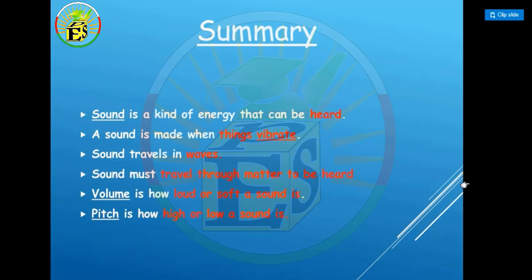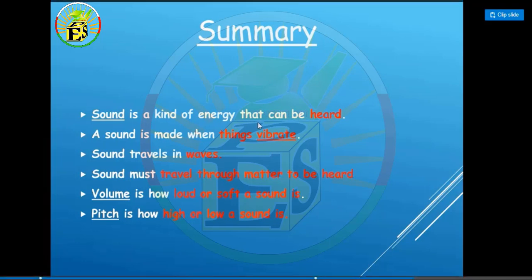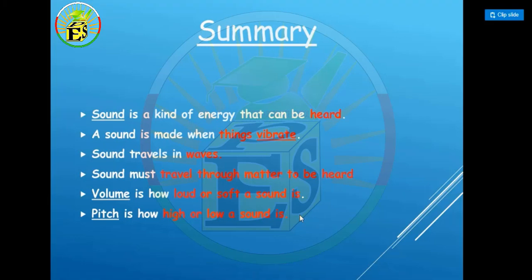So that was our topic of today about sound, how sound is produced, how we can measure the sound. Sound can be high, sound can be low. So this is the summary about the topic which we already studied. Sound is a kind of energy that can be heard. Sound is made when things vibrate. How does sound travel? It travels in waves. Sound must travel through matter to be heard. Volume is how loud or soft a sound is. Pitch is how high or low a sound is.